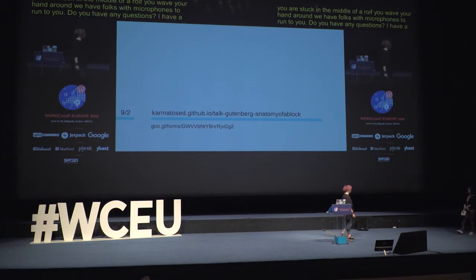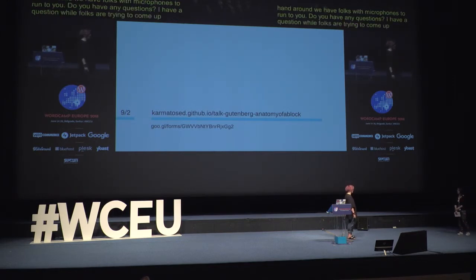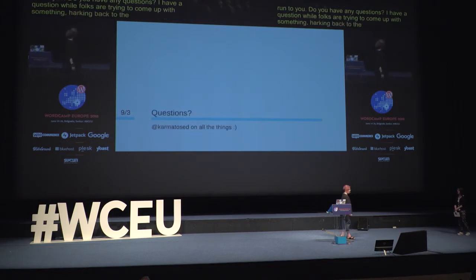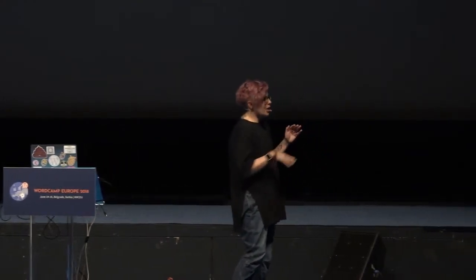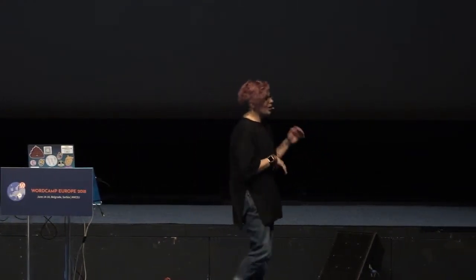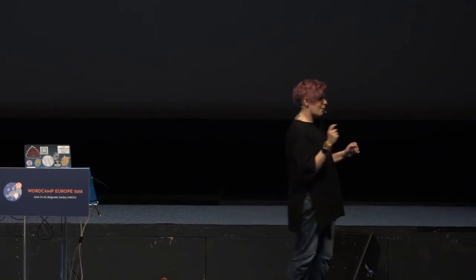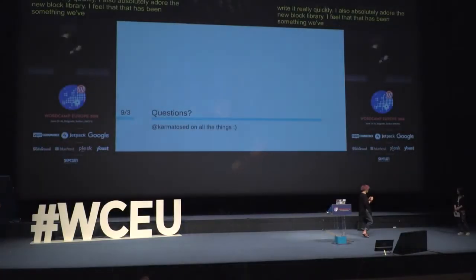Harkening back to the question that was asked of Matt during his keynote, what's your favorite part of the new Gutenberg interface? So I quite like the / command because once you know it, it's one of those level up points. Once you know it, you can just write really quickly. I also absolutely adore the new block library. I feel that has been something we've done a lot of iterations on, and I feel like we've really got to a point with that now.